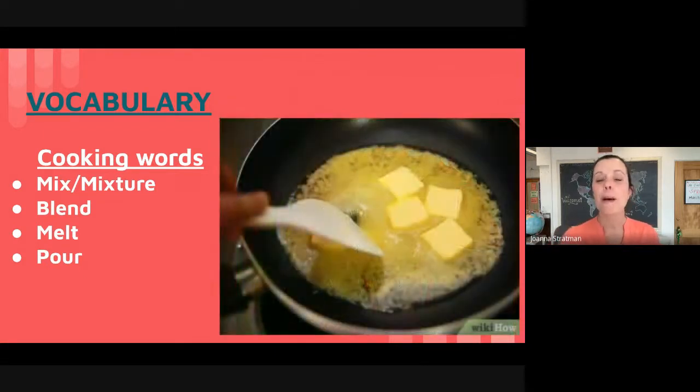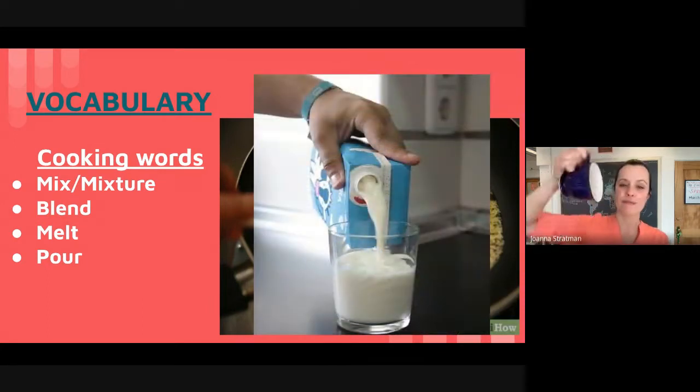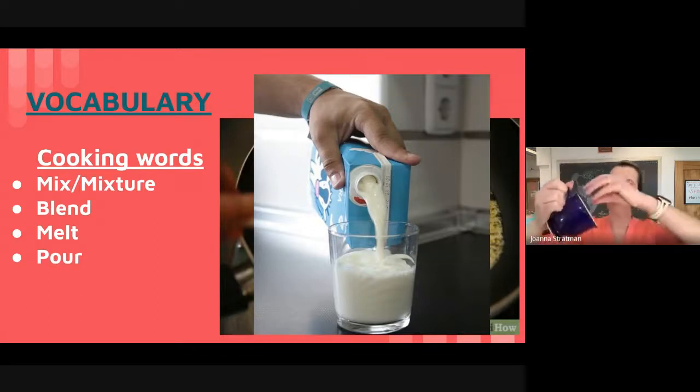Next, the word melt. If you add heat to something like butter, the butter will melt. And finally, the word pour. Usually this is done with a liquid, but not always, but you pour something from one container into another.